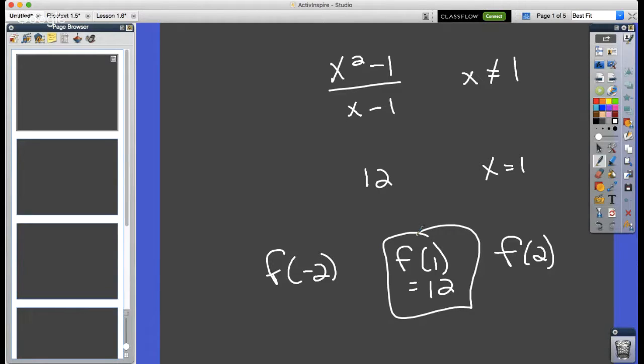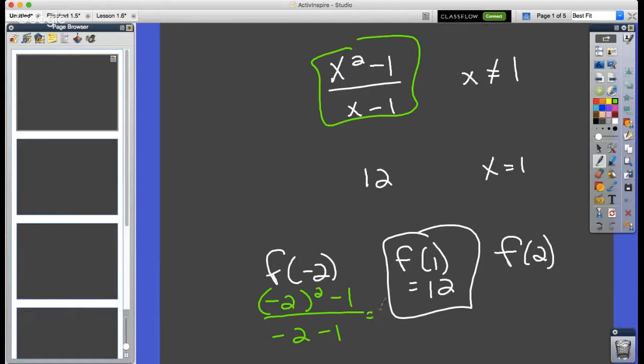What equation will we plug that one in for? That's exactly right. We're going to do the top one, right? So this is where we do negative 2 squared minus 1 over negative 2 minus 1. Okay? What's negative 2 squared? 4. Minus 1? 3. Negative 3 is under it. Yep. So 3 over negative 3, which equals? Negative 1. Nicely done. Okay? So we got negative 1 here.